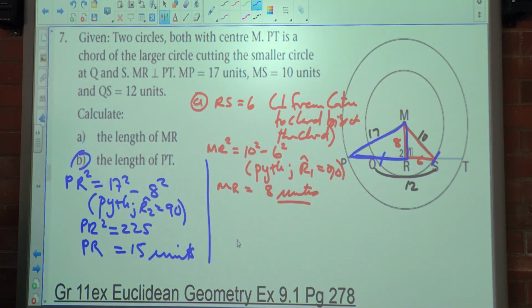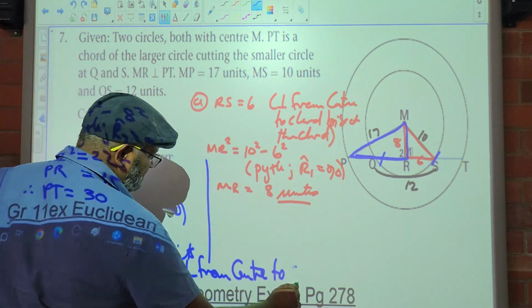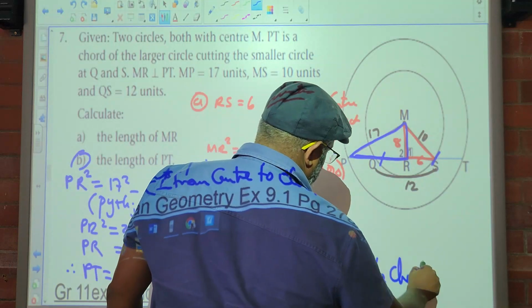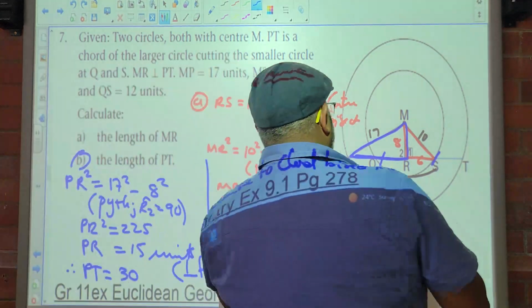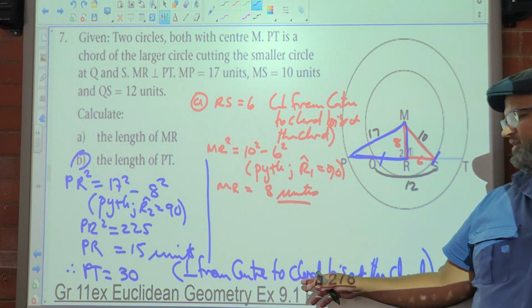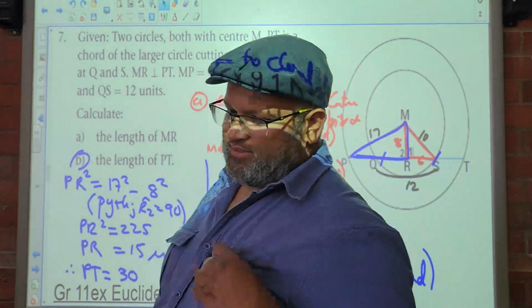Okay. Have I answered the question? No. So therefore PT is equal to 30. Why? Perpendicular from center to chord bisects the chord. Okay, you guys understand? Otherwise, if you first want to say that RT is also equal to 15, perpendicular from center to chord bisects the chord, and then say PT is 30, you can do that as well. That's just an extra step, but no extra marks, of course.